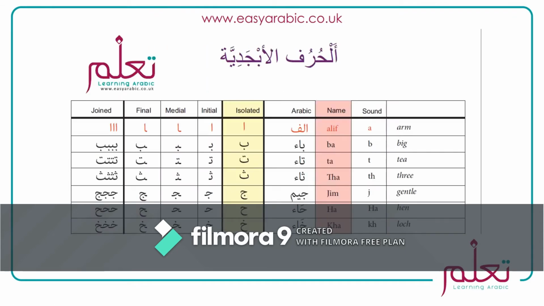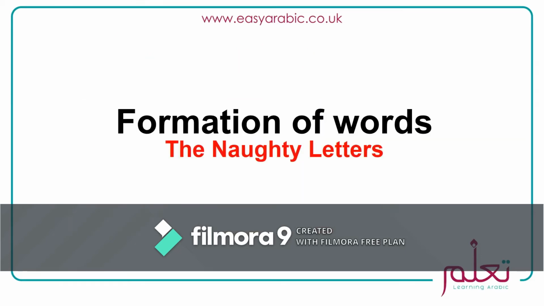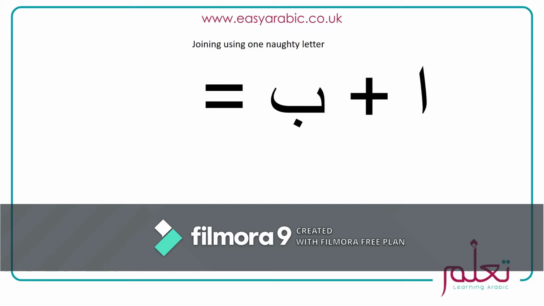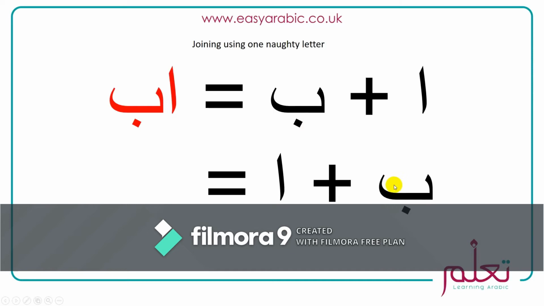I'm going to quickly cover the naughty letters and give you a few examples of how they work and what you can and can't do. If we look at the first one, which is alif plus ba, we know the alif is a naughty letter and the ba is a normal one. When we join these together, because the ba comes after the alif, they will still look the same because the ba cannot join onto the alif. But if we swap these two around, now the ba comes before the alif, so it can join on. So the ba is joined to the alif, which becomes ba.